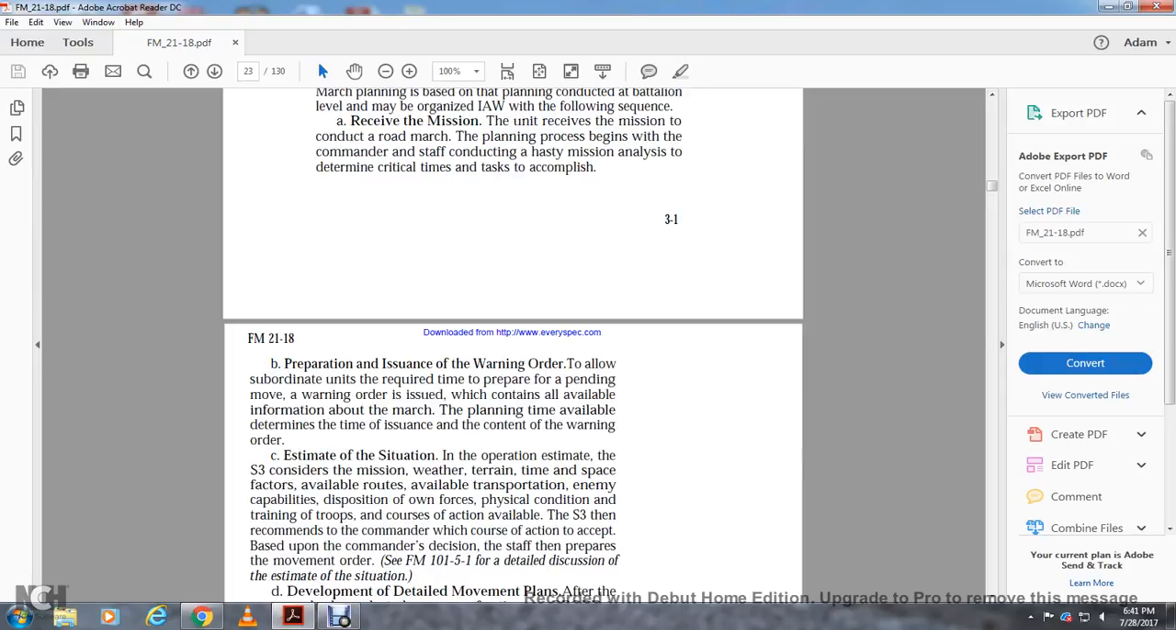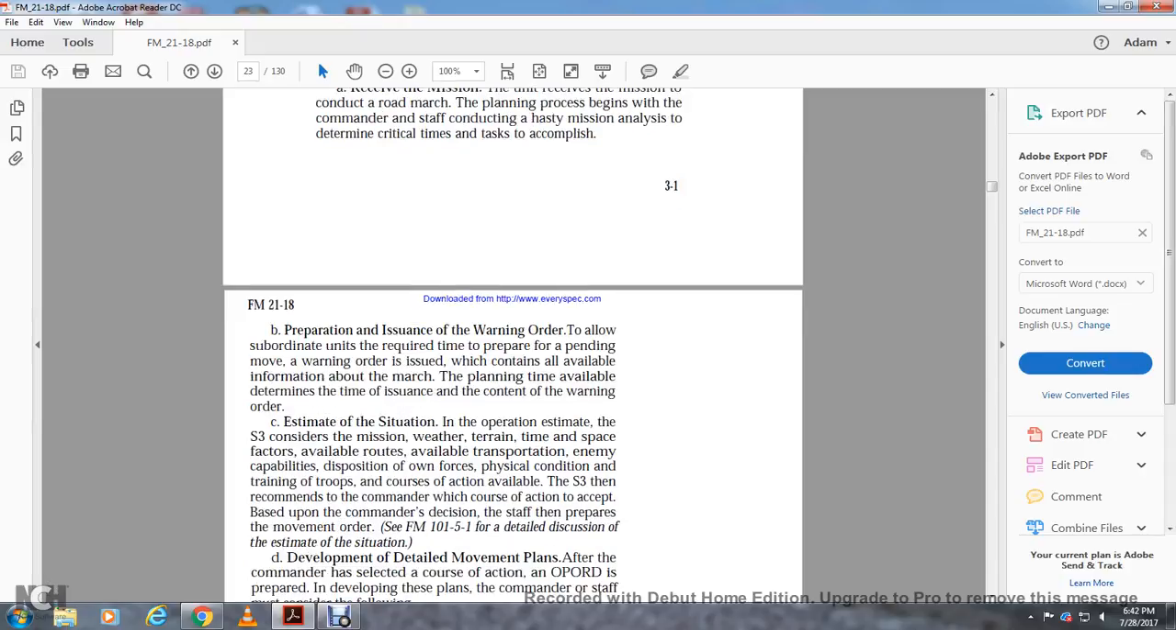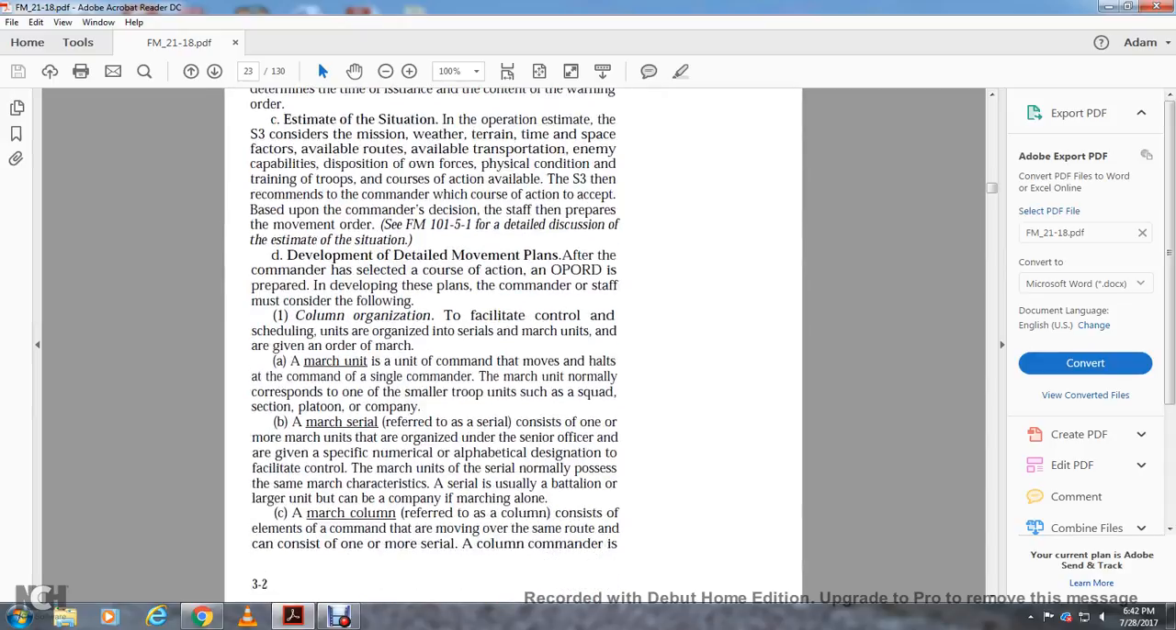In the estimate of the situation, the operations estimate for the S3 considers mission, weather, terrain, time, and space factors, the routes available, the transportation available, enemy capabilities and disposition, own force physical condition and training, and courses of action available. The S3 recommends to the commander which course of action to adopt, based upon the commander's decision. The staff prepares the movement order. See Field Manual 101-5-1 for a detailed discussion of the estimate of the situation.